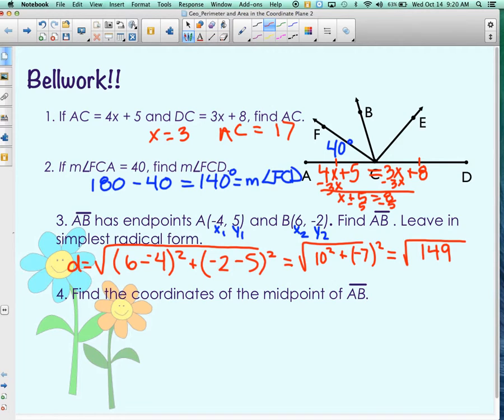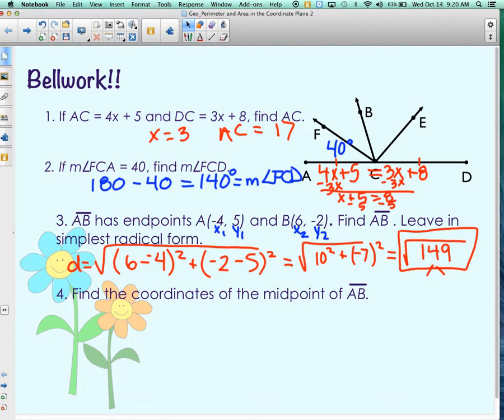Does this factor at all? I tried everything and it doesn't work. I tried 3 and 7. I'll try the calculator and see what it gives us. Yep, that's it. It does not factor. So that's your answer, the radical of 149. That is simplest radical form.